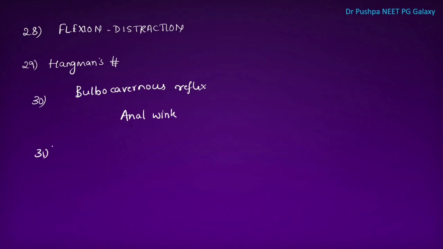Next one is what is Kite's angle? Where we will see Kite's angle. Kite's angle is seen in CTEV, that is club foot. Next one is which nerve is compressed in carpal tunnel syndrome? That is median nerve. Median nerve is compressed in carpal tunnel syndrome at the wrist.